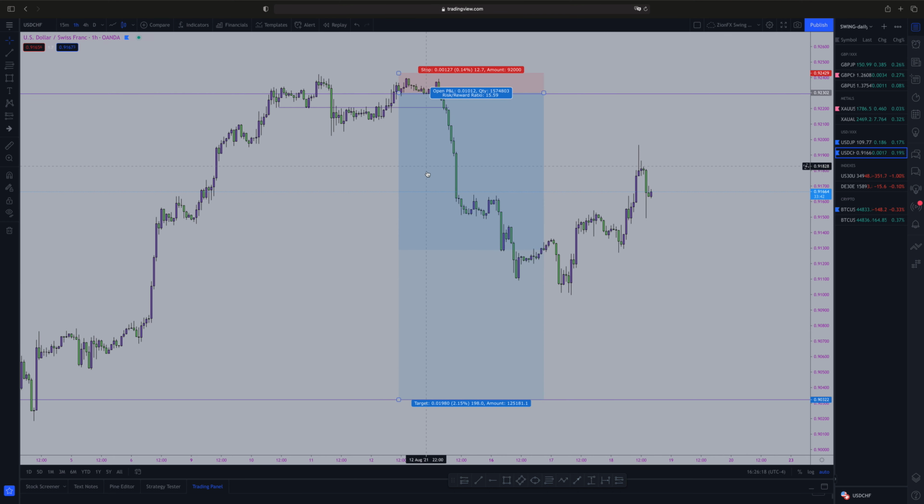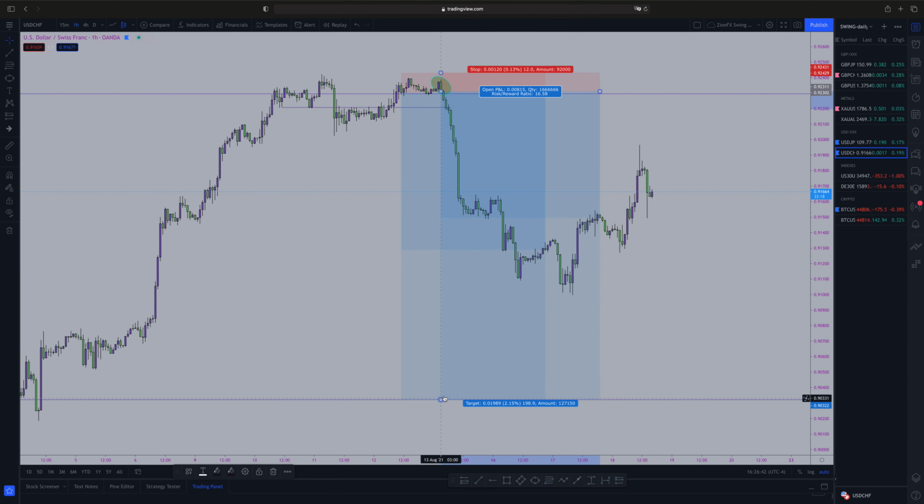And you could have actually gotten in again multiple times right here. Engulfing. So you could actually have taken this trade as well. And this trade right here actually would have been a 1 to 16. So 1 to 16 on that, 1 to 15 on this one.